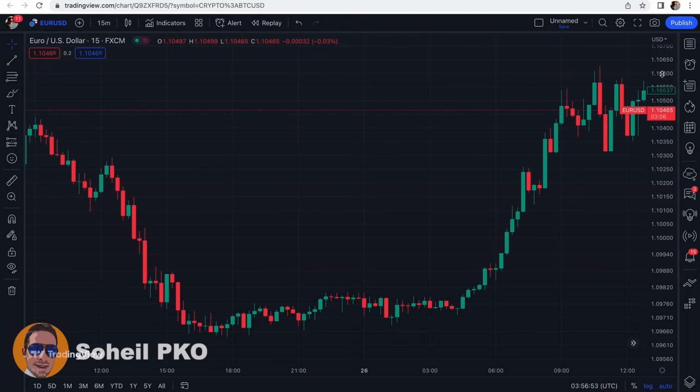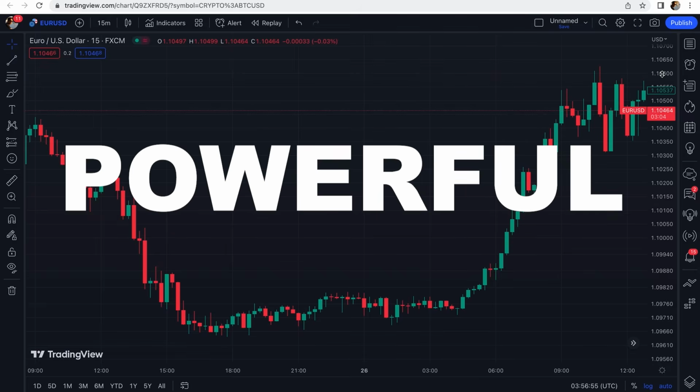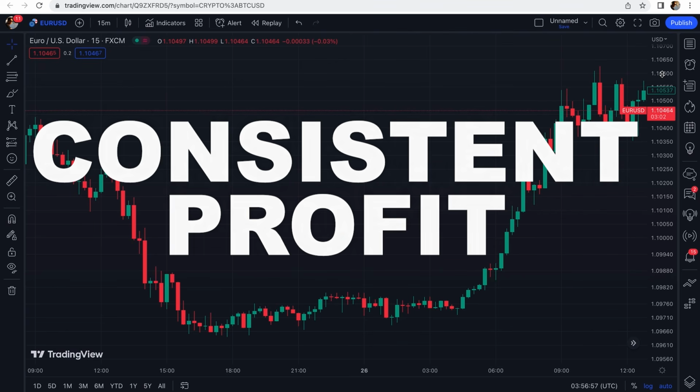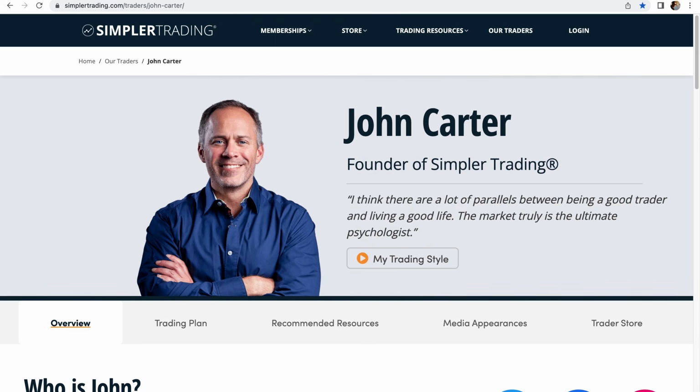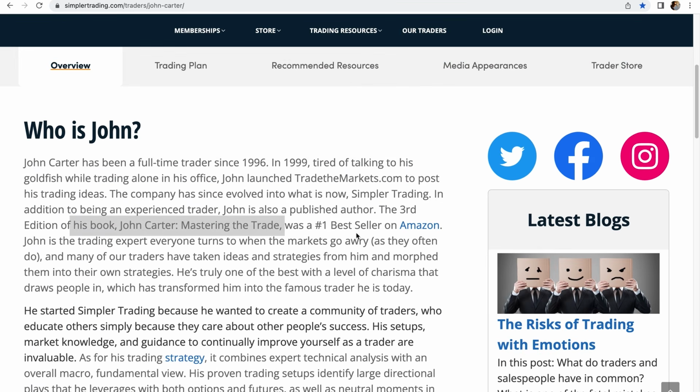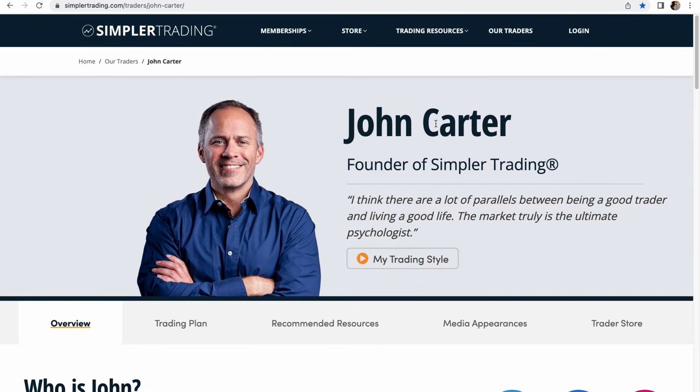Soil here, and today I want to talk about a very powerful indicator that can make you profit consistently. This indicator was developed by John Carter, who is a famous trader and author of a best-seller book about trading. He is also founder of Simpler Trading, formerly known as Trade the Markets, which provides educational materials with the help of a community of traders.